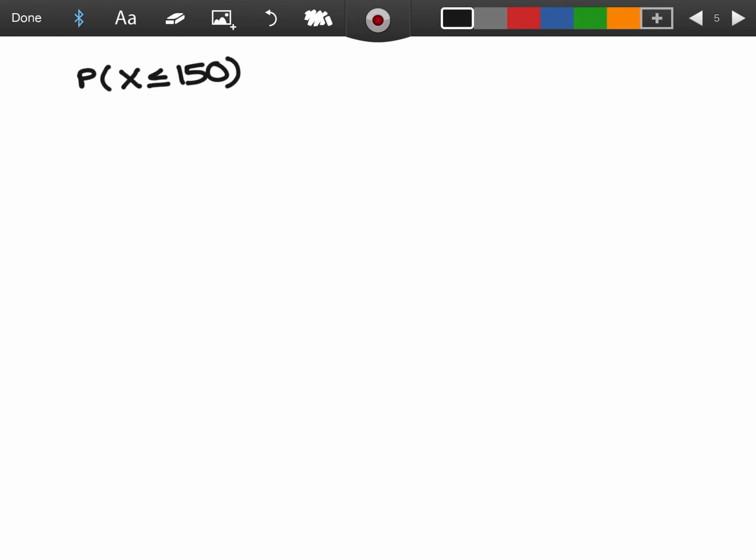Now they told us that N, the number of trials, the number of people, was 1,000. And the probability of success, the probability that they were aware of the campaign, was 20%, 0.2. This is in binomial distribution. What we are going to do is approximate this binomial distribution using the normal distribution. So I want the probability that X is less than or equal to 150.